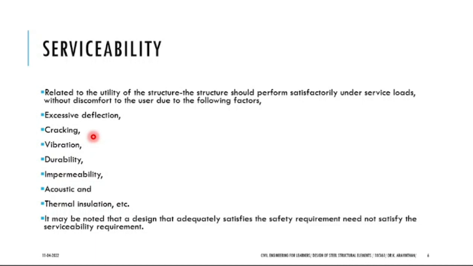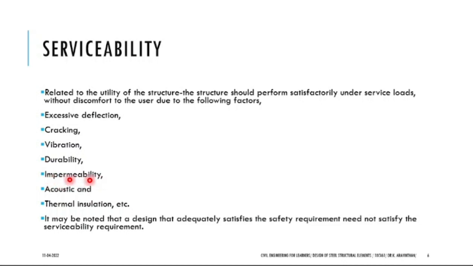But the third level of cracking is structural cracks. Even if you do plastering, the cracks will be visible. In that case, you have to reconstruct your structure. That is the third level of cracking. So these issues come under serviceability.